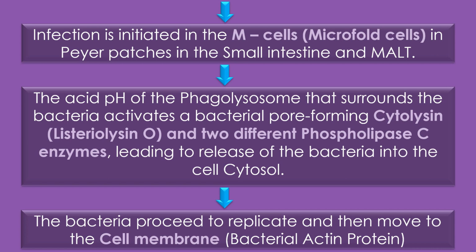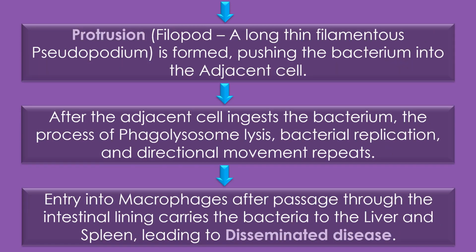The bacteria proceed to replicate and then move to the cell membrane. This movement is mediated by the bacterial actin protein or ActA protein. After movement to the cell membrane, a protrusion or filopod, a long thin filamentous pseudopodium, is formed, pushing the bacterium into the adjacent cells. After the adjacent cell ingests the bacterium, the process of phagolysosome lysis, bacterial replication and directional movement repeats. Entry into the macrophages after passage through the intestinal lining carries the bacteria to the liver and spleen, and finally leads to disseminated disease.